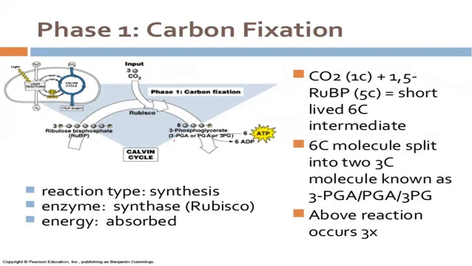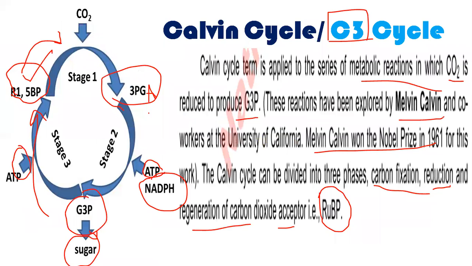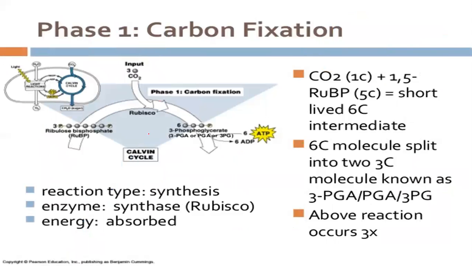here and ATP here, we get sugar, and again we get the carbon dioxide acceptor. So let's talk about the different stages of the Calvin cycle. First we'll talk about the first stage, carbon fixation, in which carbon dioxide is accepted by ribulose bisphosphate in the presence of rubisco, the enzyme which performs its function here by the conversion of ribulose 1,5 bisphosphate into 3-PGA.